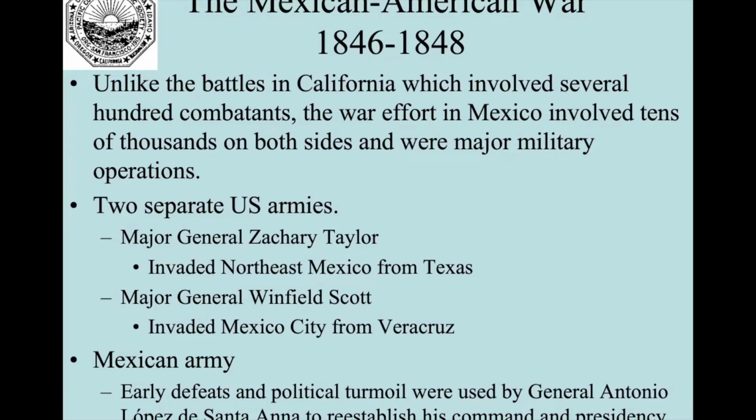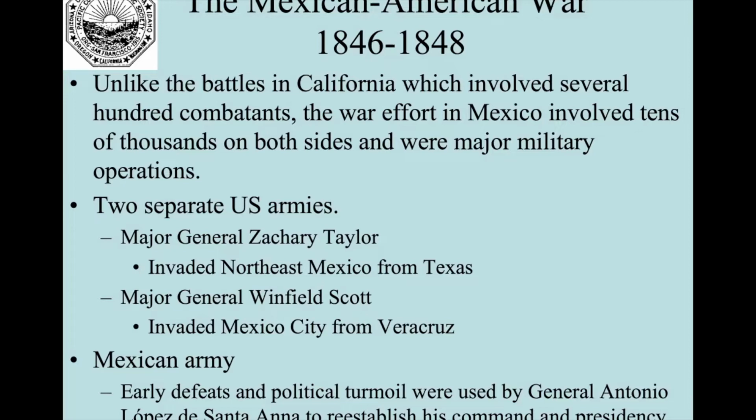And in fact, there were two separate U.S. armies, and I'll talk a little more detail about this. The first one, commanded by Major General Zachary Taylor, invaded northeast Mexico from Texas. I'll show you some maps in a minute. And then later, Major General Winfield Scott and his army invaded Mexico City, landing at Veracruz to do that.